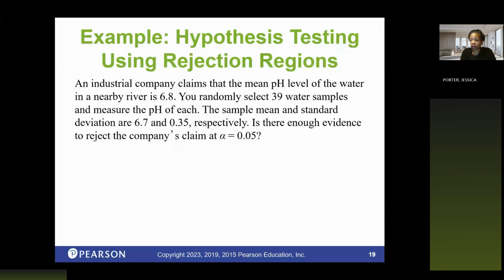All right. An industrial company claimed that the mean pH level of water in a nearby river is 6.8. You randomly select 39 water samples and measure the pH of each. The sample mean and standard deviation are 6.7 and 0.35 respectively. Is there enough evidence to reject the company's claim at alpha equals 0.05?